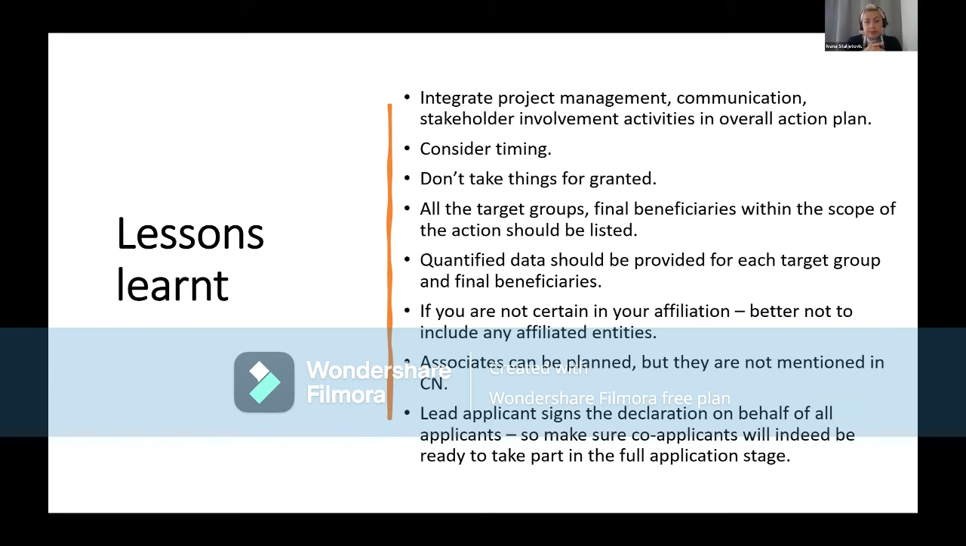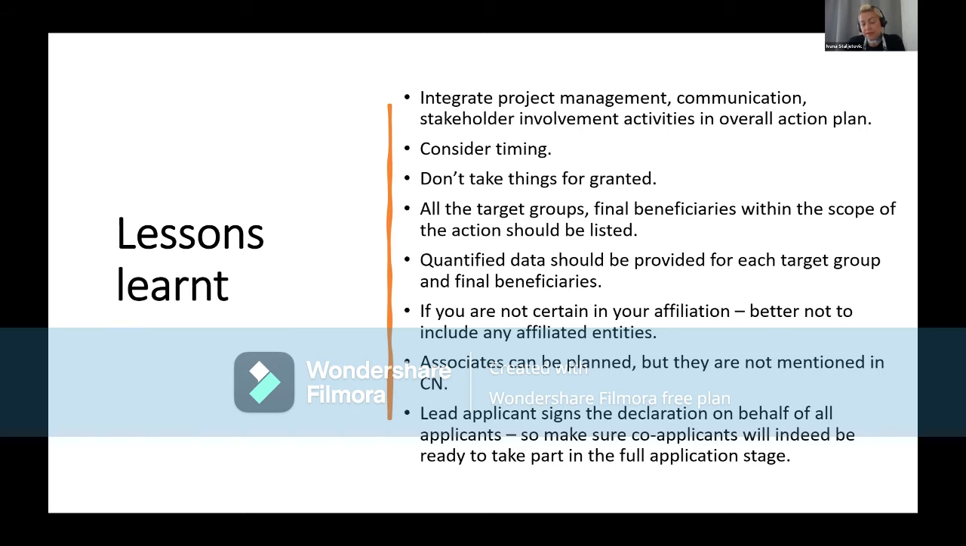All target groups and final beneficiaries which are under the scope of your action should be listed. You should quantify data and provide it for each target group and final beneficiaries. If you're not certain about your affiliated entities, better not to include any. There is a detailed explanation in the guidelines for applicants of what is considered an affiliated entity and what is not. You can plan to have some associates on the project, but they are not mentioned at this concept note stage.